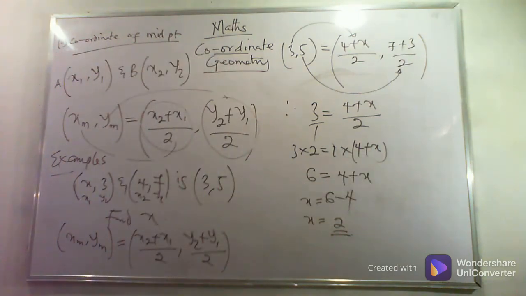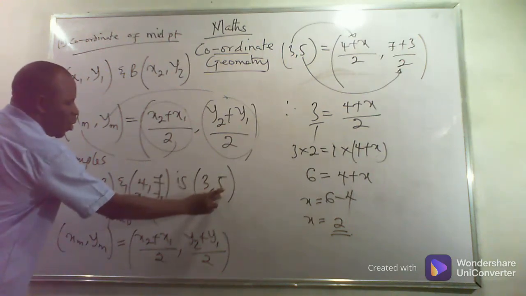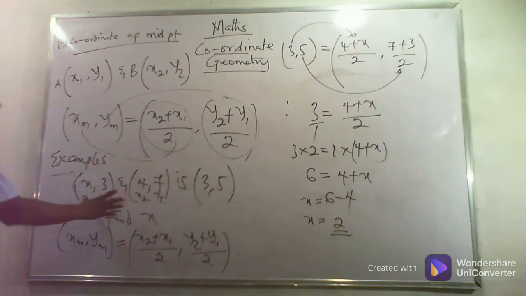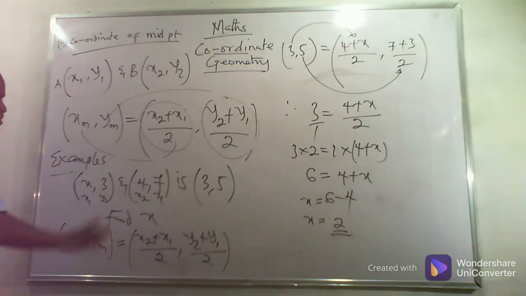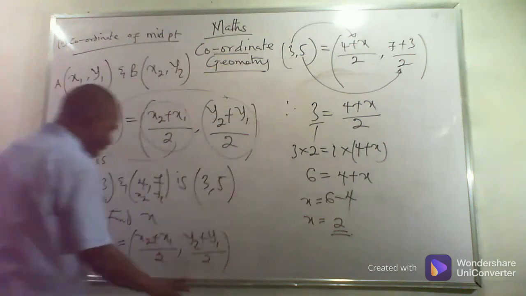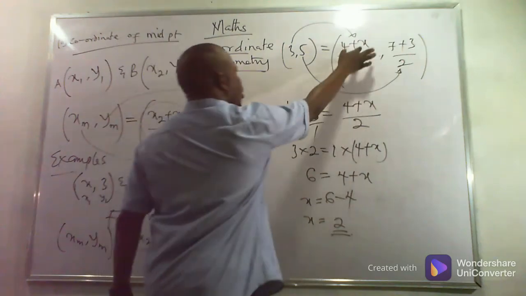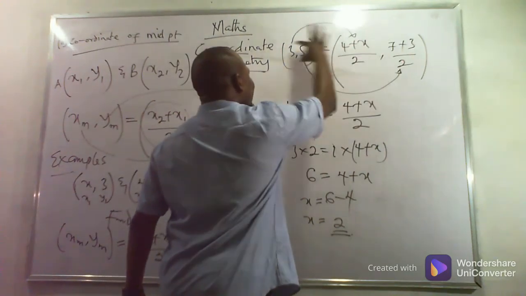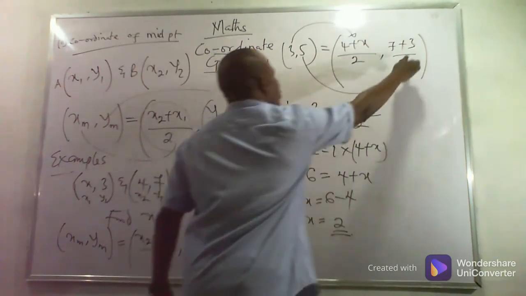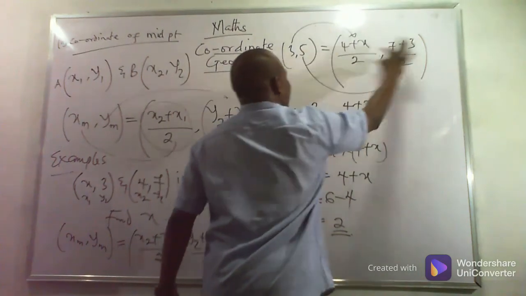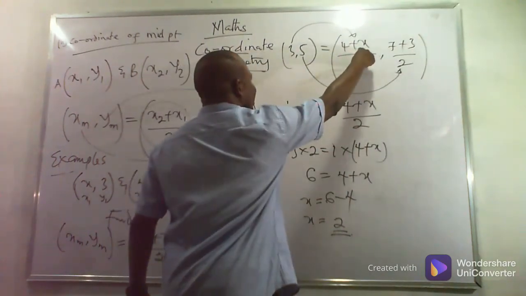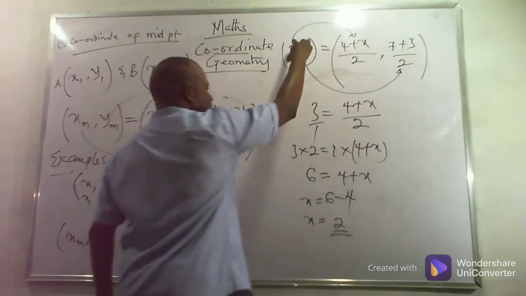So what happened in this question is you are given the coordinates of midpoint. You now have one unknown from the point. So all you need to do is to substitute. You know the coordinate of midpoint 3, 5. Then you know the formula. You apply it. Where do you have the unknown? On this side. So equate this to this. If the unknown was here, you equate this to this. But now the unknown is here, so you equate this to this and solve.